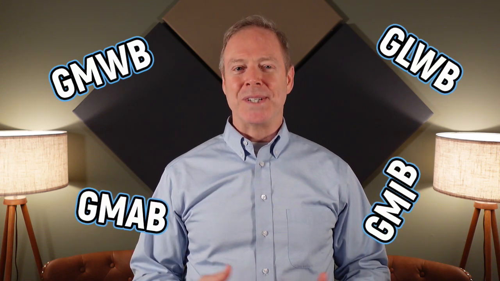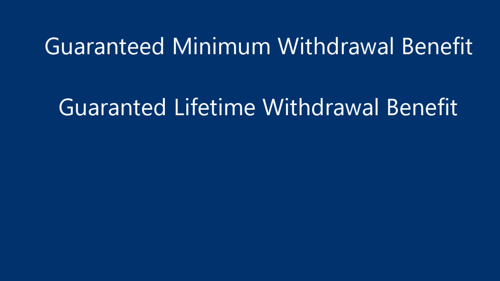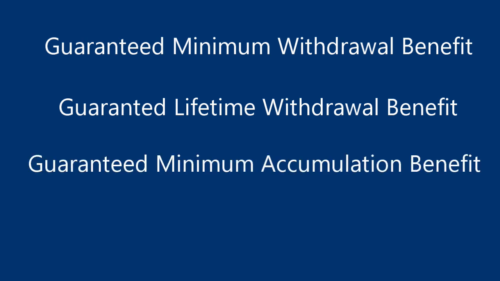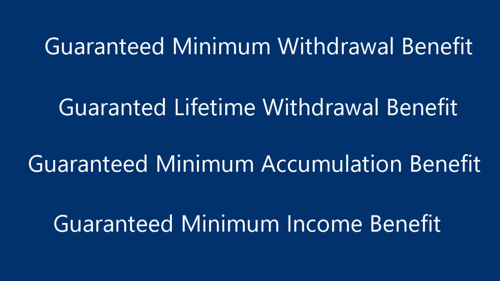Let's start with the living benefit riders. Now, these are designed to support you or you and your spouse while you're alive, ensuring that you don't outlive your savings. While you may see other versions, there are primarily four types. You'll hear them referred to as GMWB, GLWB, GMAB, and GMIB. But the types are the guaranteed minimum withdrawal benefit, the guaranteed lifetime withdrawal benefit, the guaranteed minimum accumulation benefit, and the guaranteed minimum income benefit. Insurance companies have different variations of each of these types, so make sure you ask about and review the details up front.